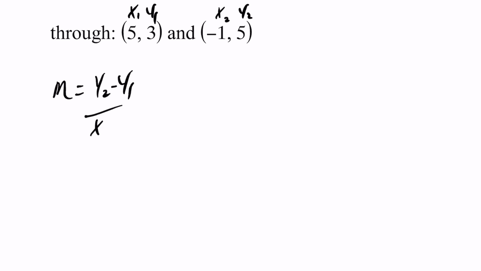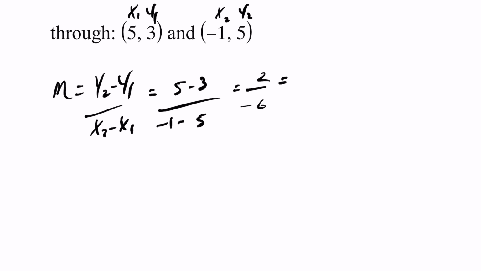I'm going to go ahead and label my points. I'll label this x1, y1. I'll label this x2, y2. And I can go ahead and calculate my slope. My slope is going to be y2 minus y1 over x2 minus x1. So in this case, you're going to get 5 minus 3 on the top and -1 minus 5 on the bottom. So that'll give me 2 over -6, which is -2 over 6. And again, you can simplify that to be -1/3.